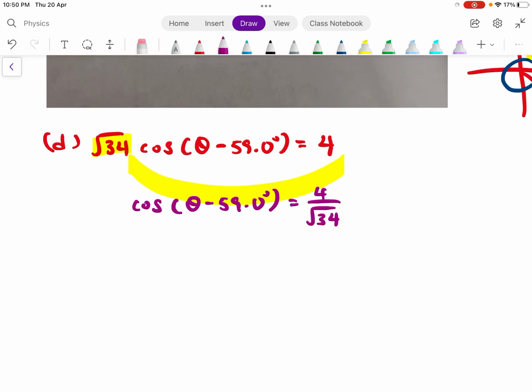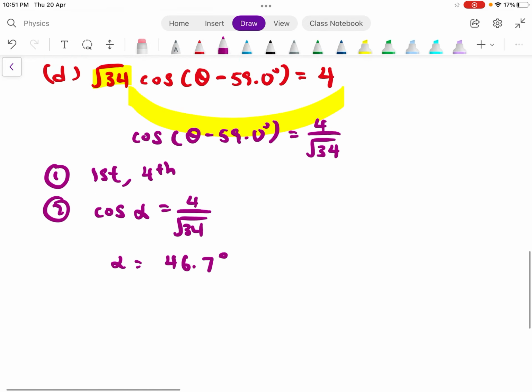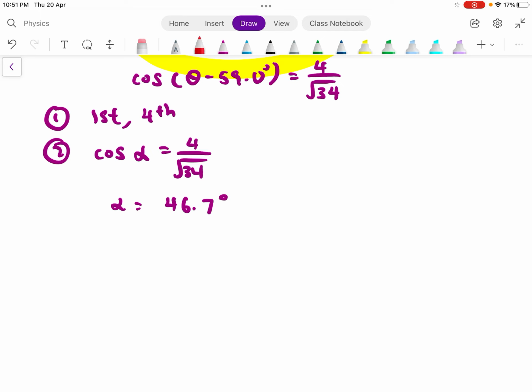Same idea. Always look at the 3 steps. First step, determine the quadrant. Since this is positive, we want the first and fourth quadrant. Second step, determine your basic angle. So cos alpha equal to 4 over square root 34. Then you just calculate your alpha first, so cos inverse. Your basic angle is roughly 46.68, about 46.7 degree. After that, you just draw.